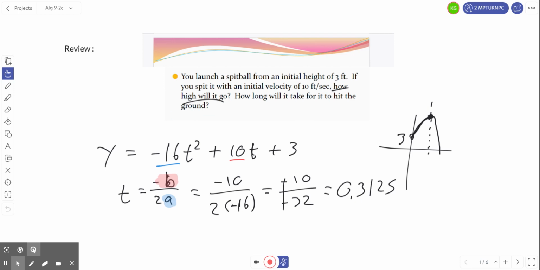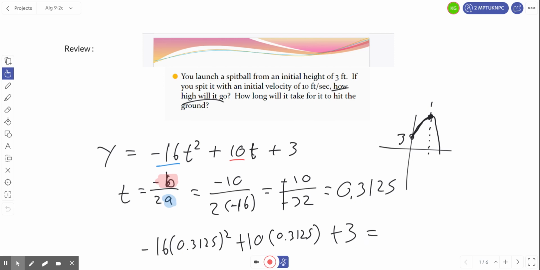And how high will it go? We put that number into the equation. So we put in negative 16 times 0.3125 squared plus 10 times 0.3125 plus 3. And what we get is 4.5, about 4.6 feet. About 4.6 feet. That's how high it will go.